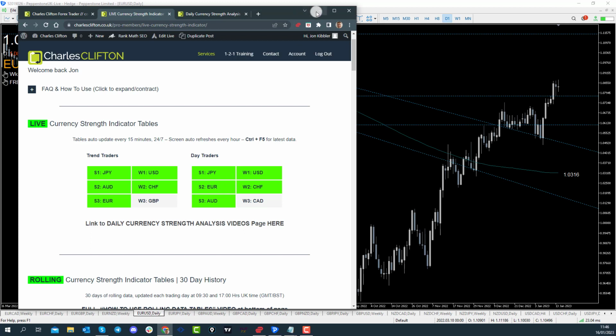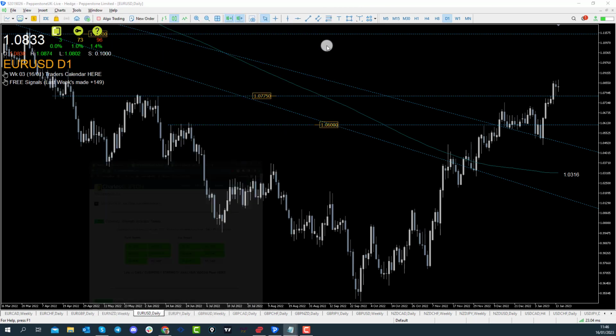The reason why I'm focusing on euro dollar going into today, you can see it's the second strongest on the day traders, and obviously the dollar is the weakest. So I want to be looking for the opportunity to continue to sell the US dollar.